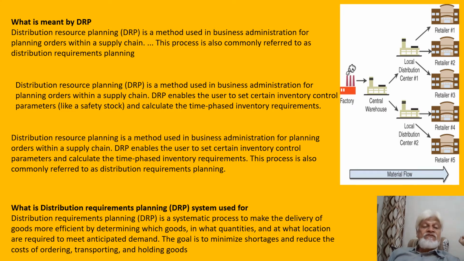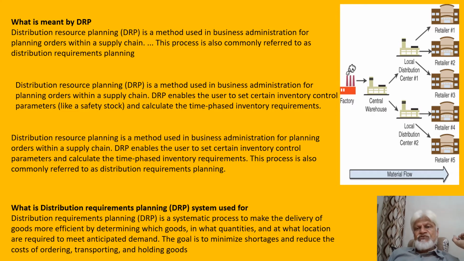So the distribution requirement planning system is used in a systematic process to make the delivery of goods more efficient, deciding which goods, in what quantities, and at what location are required to meet anticipated demand. The goal is to minimize shortages and reduce the cost of ordering, transportation and holding of goods.